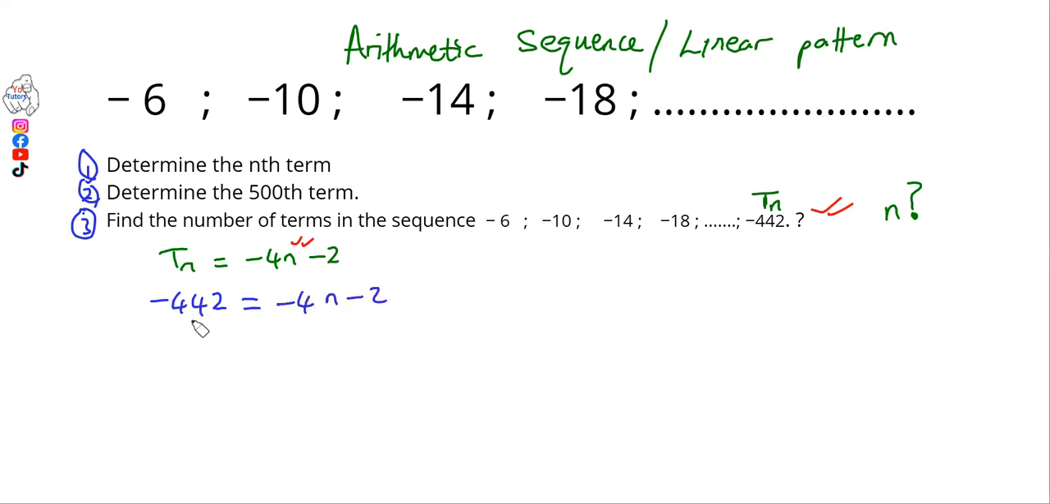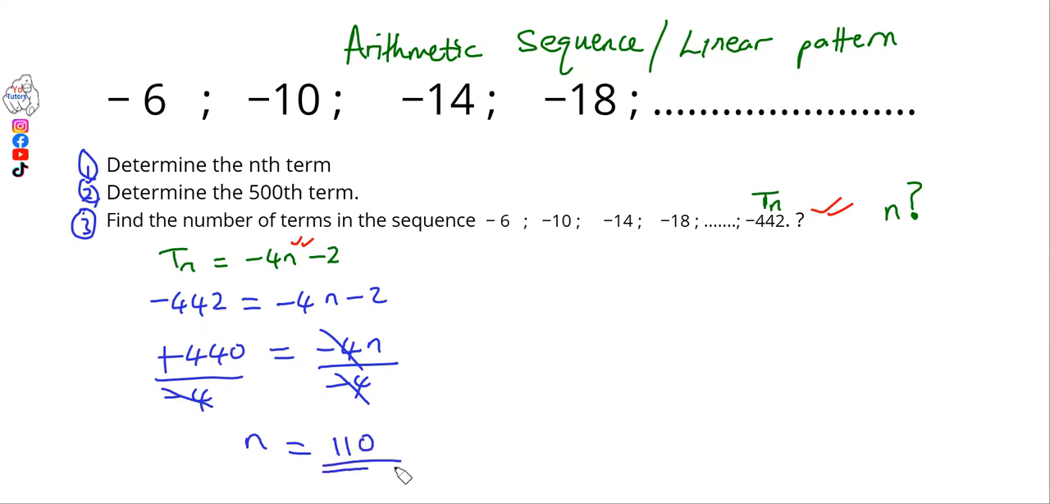We take the negative there, it's going to be plus. So it's going to be negative 440 equals negative 4n. Then we can divide by negative 4. We divide by negative 4. Then this one is going to cancel. Our n is going to be equal to, if we take negative 440 over negative 4, it's going to be 110. 110 is going to be our final answer.